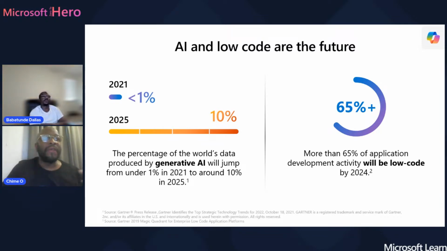Yeah. So generative AI started from 2001, for example, from 1%, as you can see on the slide, and from next year it is going to grow and hover around 10%. I would say 65% of our application development will be leaning towards low code by next year. There will be a lot of low code applications, as we've seen with Power Platform.